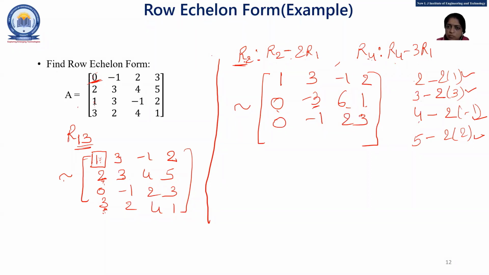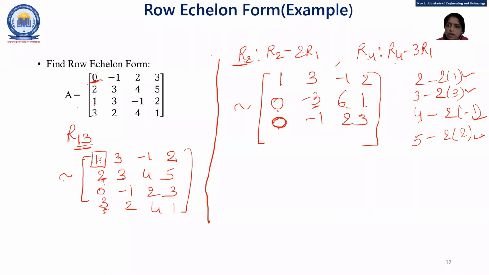There is already 0. Here already 0, right? So no need to do any operation for the third row. And for the fourth row, I convert this 3 into the 0. So for the fourth row, what is my R? I am going to apply this operation R4 minus 3R1. So R4, so what is my element? 3 minus 3R1. R1 is what? 1. So 3 minus 3, 0, right?